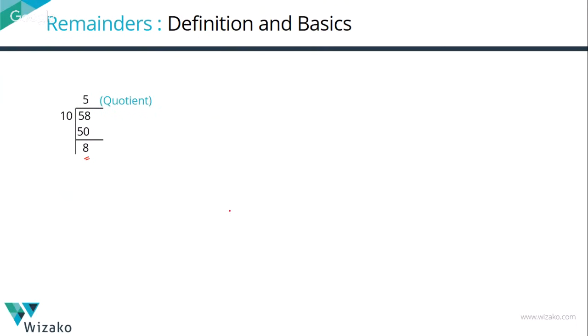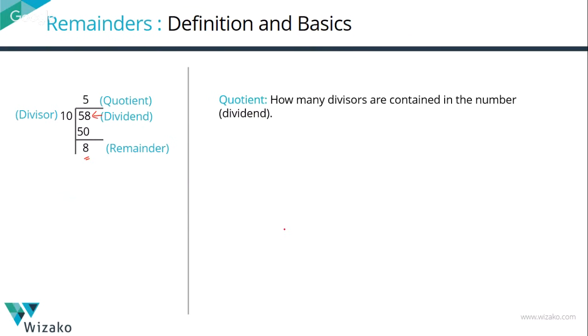What is 5? 5 is the quotient. What is 10? 10 is the divisor. What is 8? 8 is the remainder. One thing is still left. What is this 58? This 58 is called the dividend. So these are the 4 components of your division. What do you mean by the quotient? The quotient tells you the maximum number of divisors that is contained in the dividend. So how many tens are contained in 58? 5 tens are contained in 58. That is what it is all about.